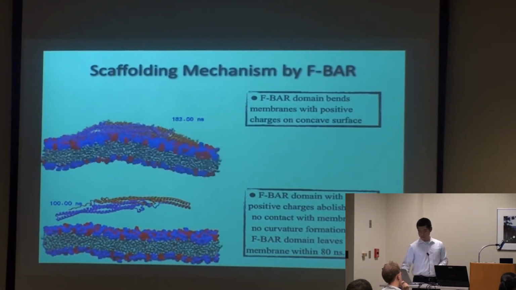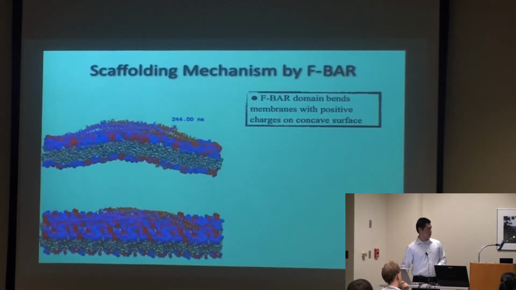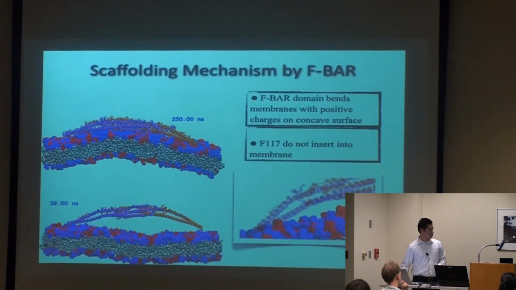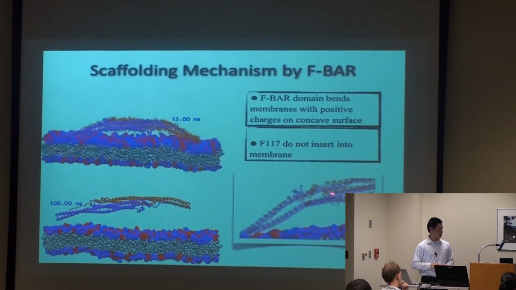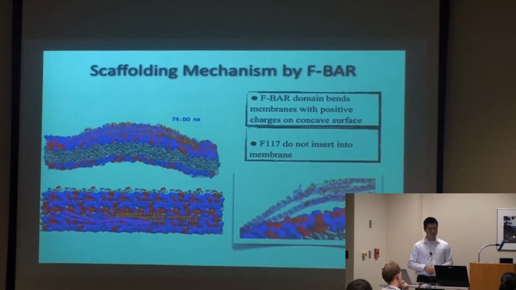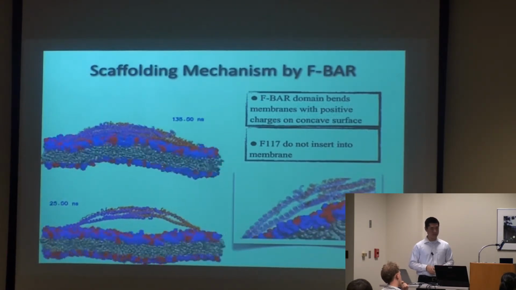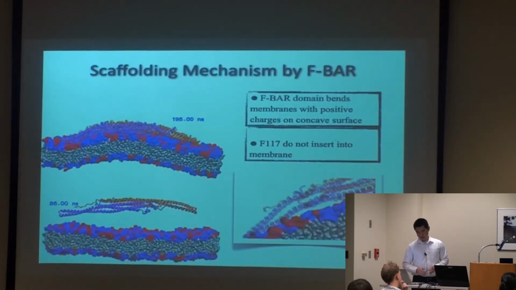Another thing we want to see is whether phenylalanine residue 117 insertion is important for the function. Throughout the simulation, phenylalanine residue 117 is buried within the helix bundle and does not form interactions with the membrane. Therefore, it is not likely that the F-BAR domain uses insertion as a membrane curvature mechanism.